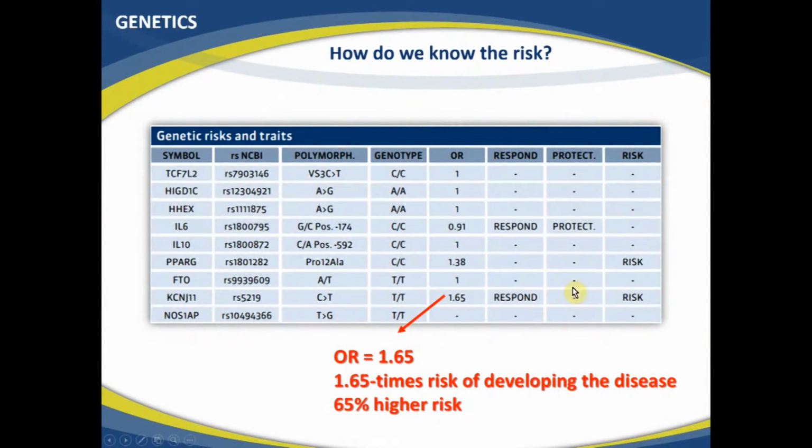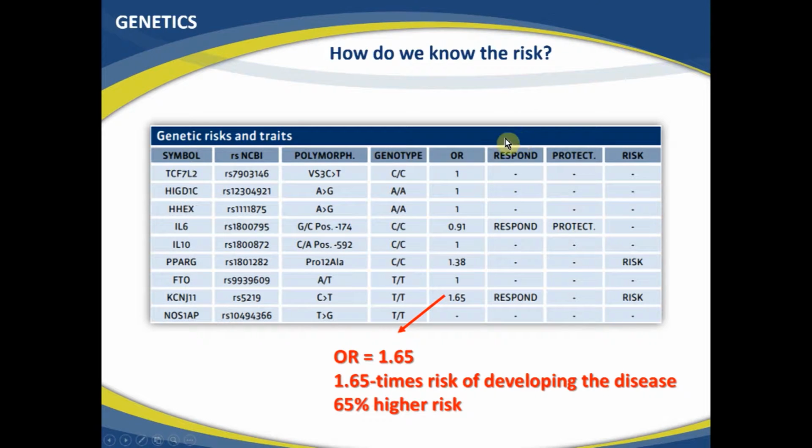Now there's an interesting one here. This is a CC genotype for this gene, and this person has a 0.91-fold risk. So it's actually lower than 1, which means it's a protection. So while he might have a 1-fold risk, this person has a 0.91-fold risk, so it's a 9% lower risk than a person with the other genes. So really this can be higher or lower. It might be a risk or it might be protection from a disease.